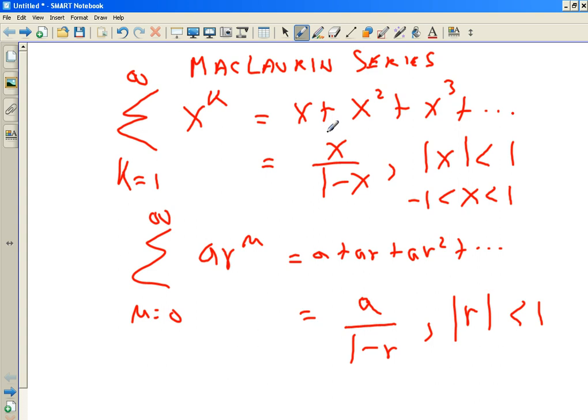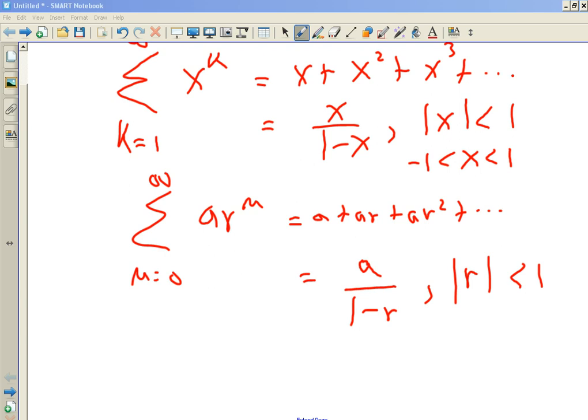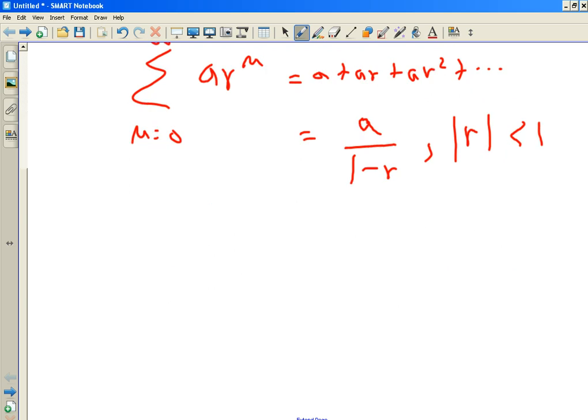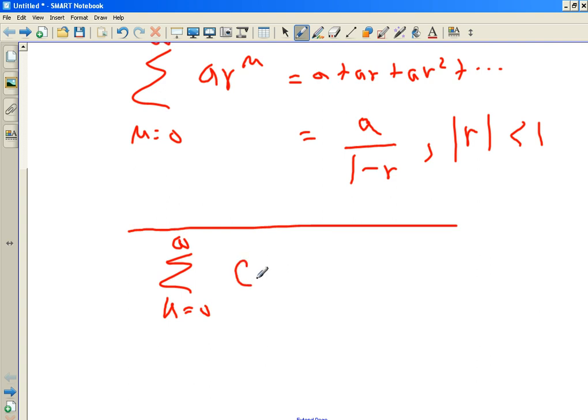All right, so what do we know about Maclaurin series? Already we know several things about Maclaurin series. A Maclaurin series in general will always look like this: sigma, k goes from 0 to infinity, c sub k, x to the k. Okay, that's the general form.